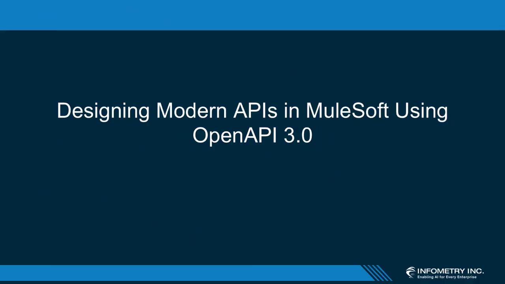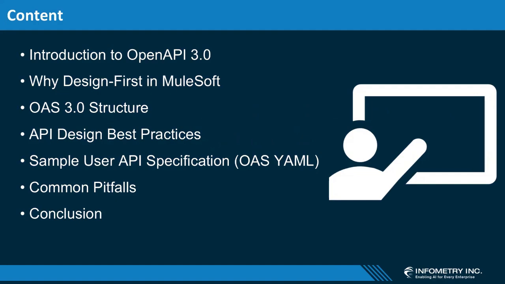So today we'll be discussing how to design modern APIs in MuleSoft using OpenAPI 3.0. I'll be covering an introduction to OpenAPI and why design first in MuleSoft, what the OAS 3.0 structure is, what the best practices are for API design using OAS, what a sample specification looks like, and also the common pitfalls, and finally the conclusion.